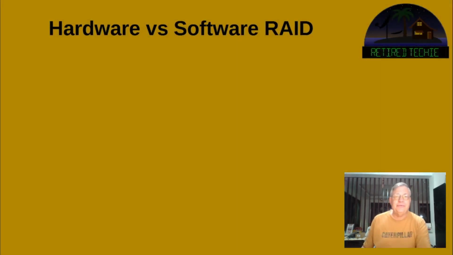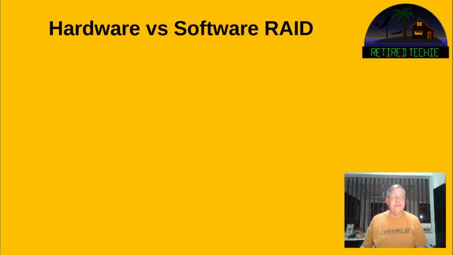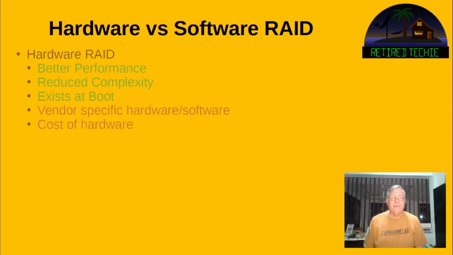Okay, before we get into actually doing an example, let's talk about the hardware versus software. So with a hardware RAID, you get better performance because stuff running at a hardware firmware level tends to be faster than stuff running at a software level. You get reduced complexity. A lot of the setup is handled by the hardware itself. It exists at boot time because your computer detects the hardware and boots up the array. There are some downsides, however. Generally, from what I've seen, your hardware arrays are vendor-specific hardware and software, and you're not going to be changing them once you're using. You're stuck. You're sort of locked in there.